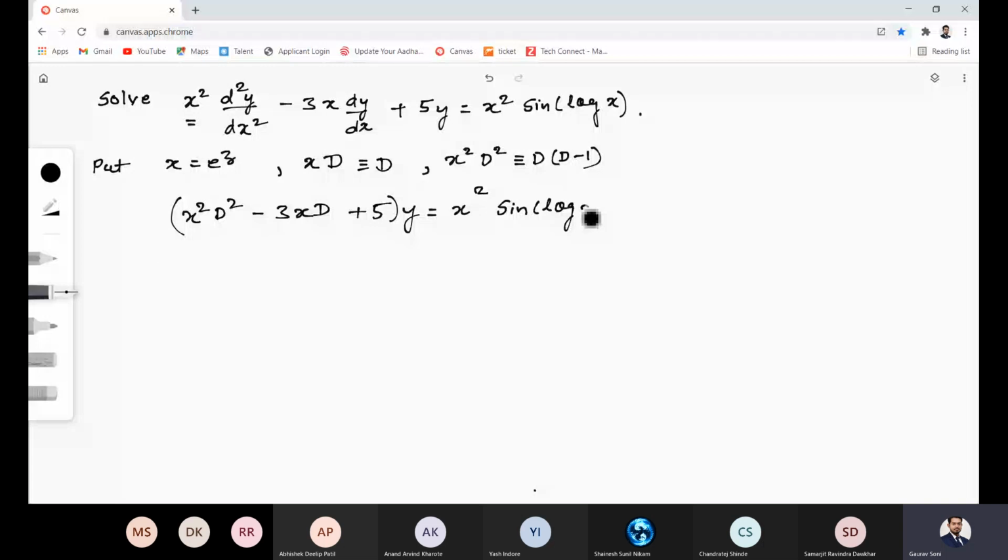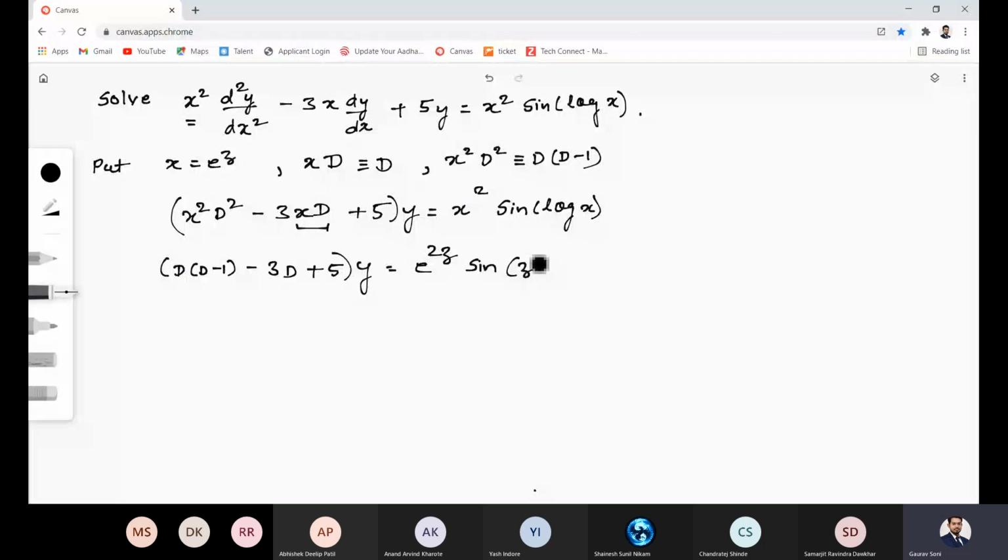So x square d square, according to our substitution, this will become d into d minus 1, minus 3x into d will become simply d, plus 5y is equal to, what is x? x is e to the power z, so x square will become e to the power 2z sine of, what is log x? Log x is nothing but z. Clear to everyone? Yes, sir.